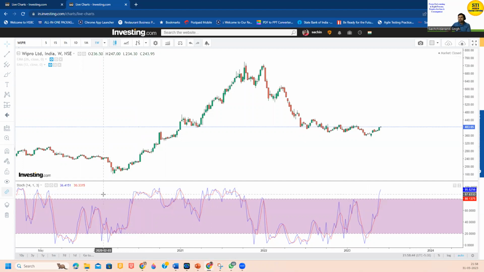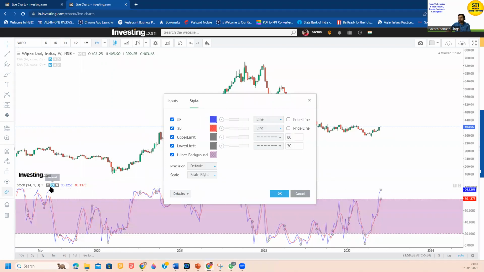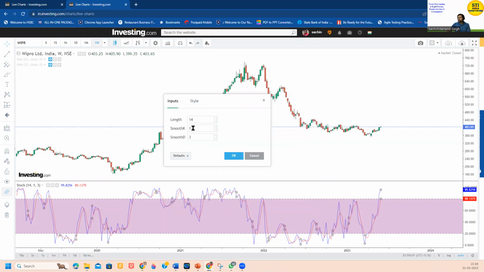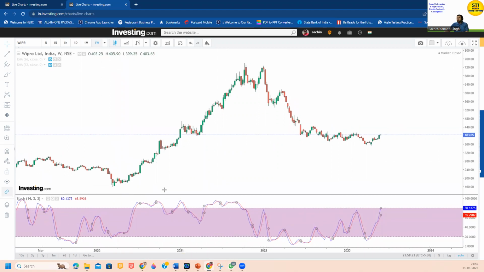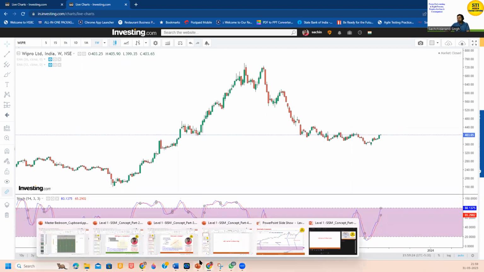The only change we need to make: if you look at the blue line here, it is very much zigzag. To make it smoother, we just need to format it. Hit the middle icon and go to inputs. Smooth, the value is length 14. No need to change anything. Smooth K value is 1. Just change it to, sorry, 3. And smooth D is already 3. So if we make only this one change, it will give you a smoother value of stochastic. So this is how we can add the stochastic into the chart.